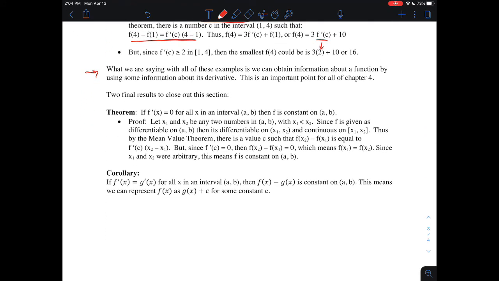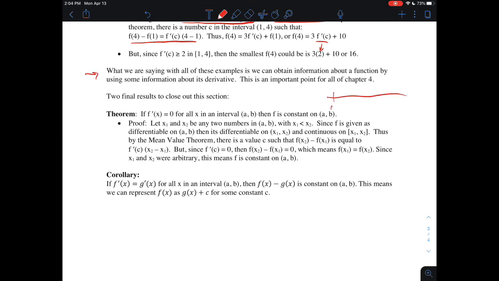First, a theorem. If f prime of x is equal to 0 for all x in an interval ab, then f is constant on ab. Proof. Let x1 and x2 be any two numbers in the interval ab, where x1 is less than x2. So if you think of a number line, you could say there's a, there's b, and x1 and x2 are just somewhere in between those two.